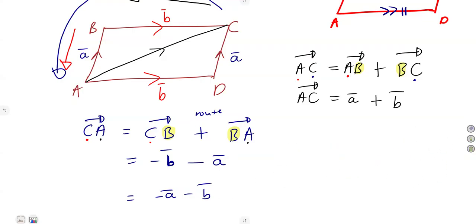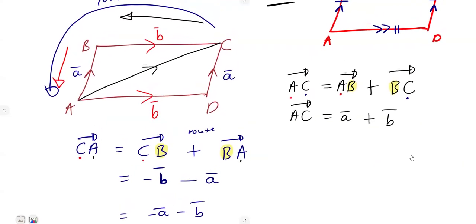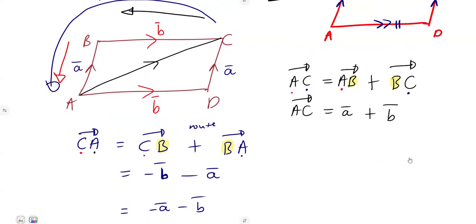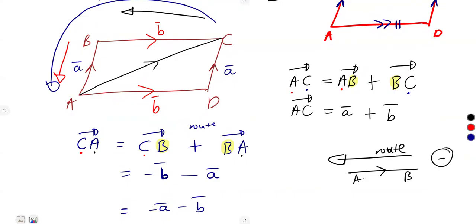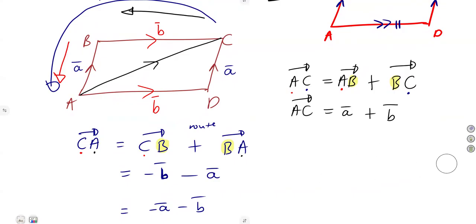All right. So I wanted you to see where the negative is playing a role: when the direction, the route that you are taking, is opposing the direction that you are given from the diagram. It opposes. That becomes what? A negative whenever it opposes.